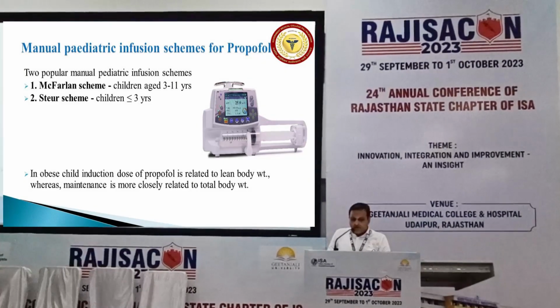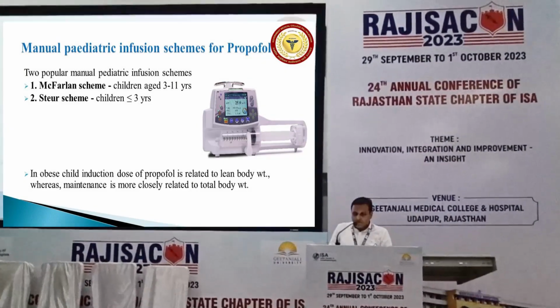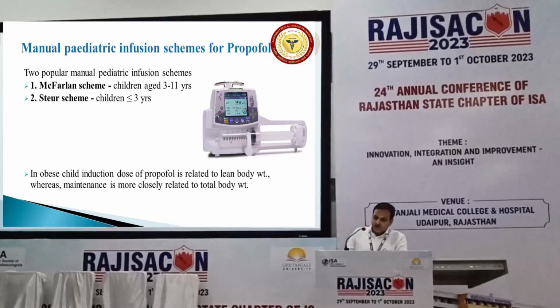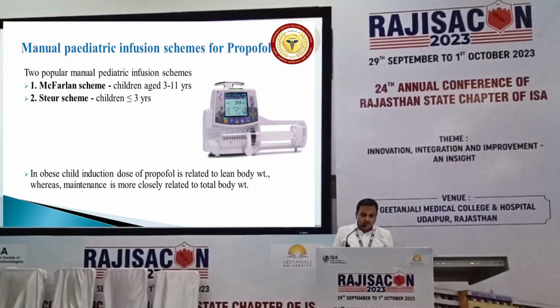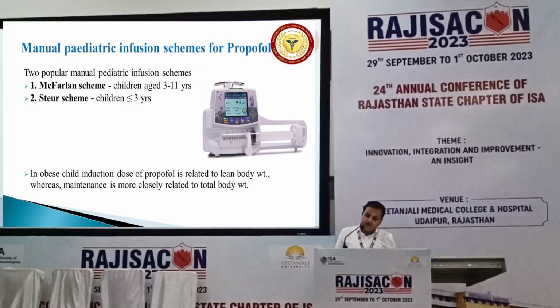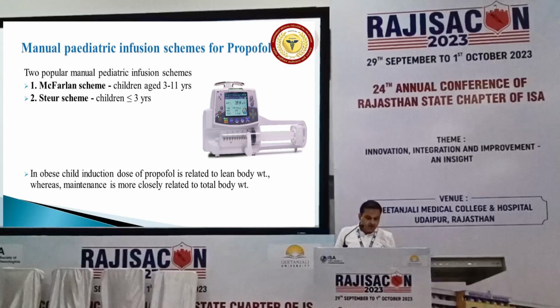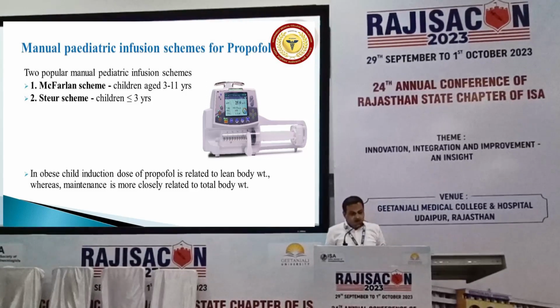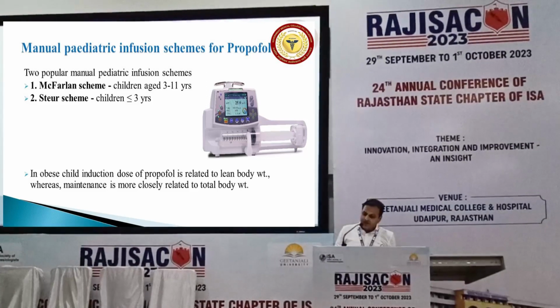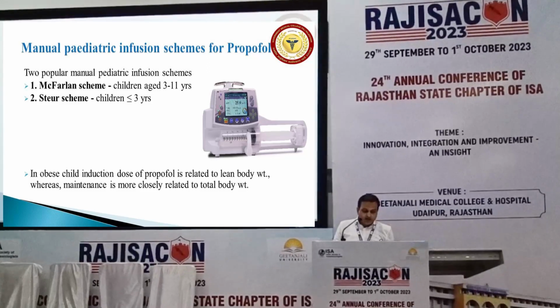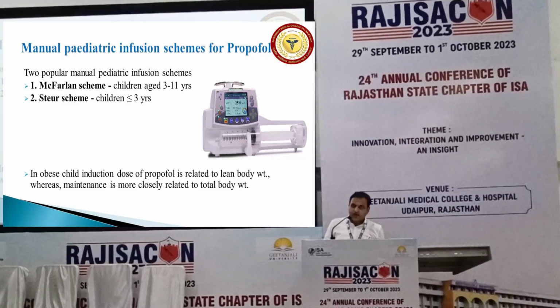Manual pediatric infusion schemes for propofol. Two popular manual pediatric infusion schemes are the McFarlane scheme for children aged 3 to 11 years and the Short scheme for children less than 3 years of age. In an obese child, the adult induction dose of propofol is related to the lean body weight and maintenance is more related to the total body weight.